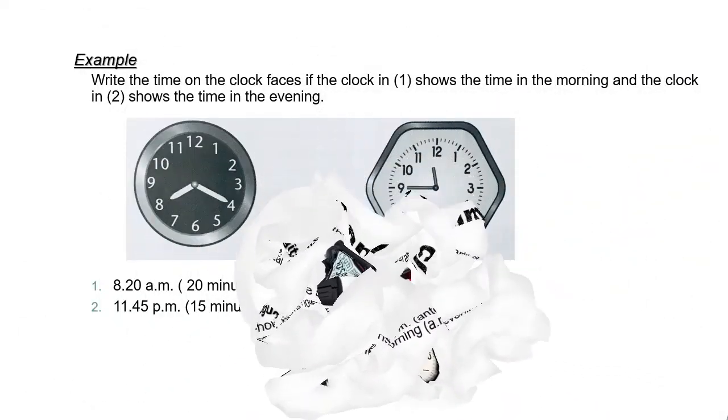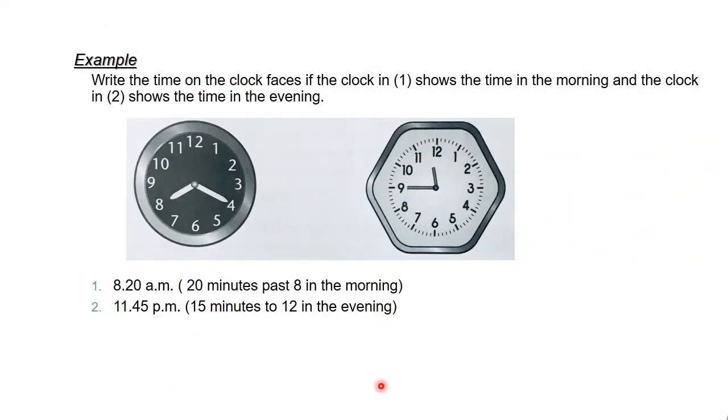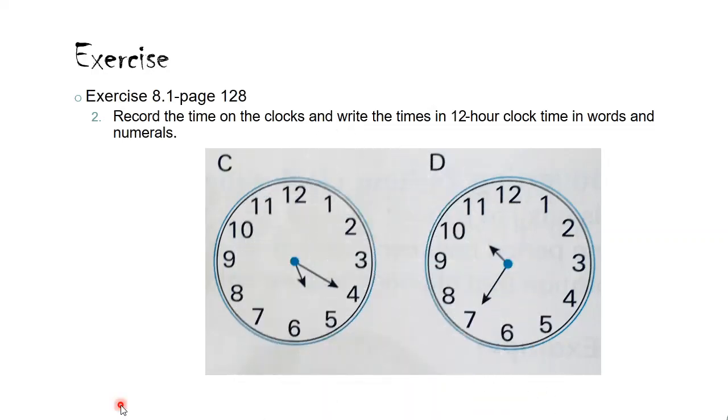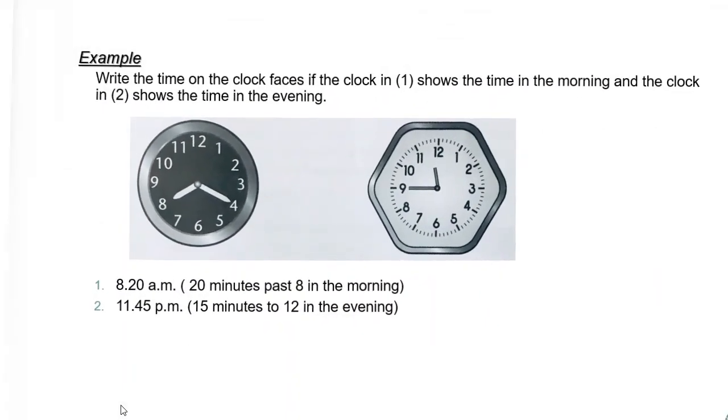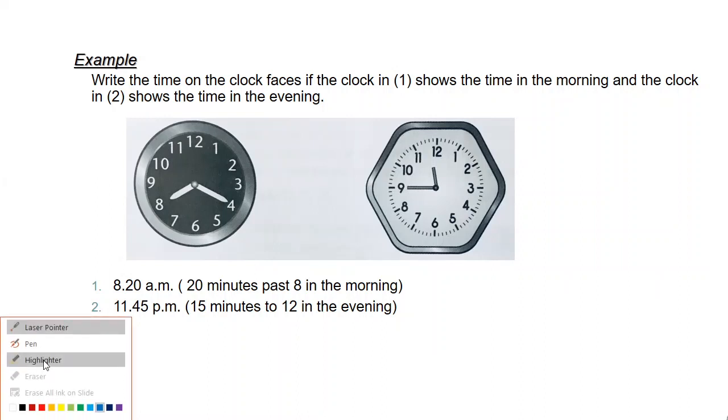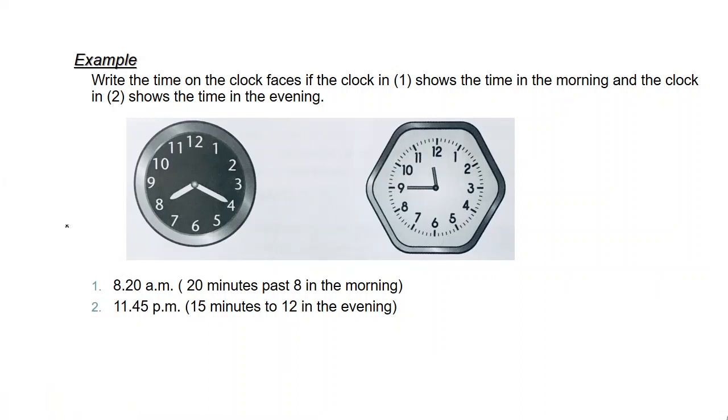So now let's look at this example. Write the time on the clock faces. Let's suppose this is number 1. Let me pick a pen. Suppose this is number 1, and then number 2. They say the clock in number 1 shows the time in the morning, and the clock in number 2 shows the time in the evening.